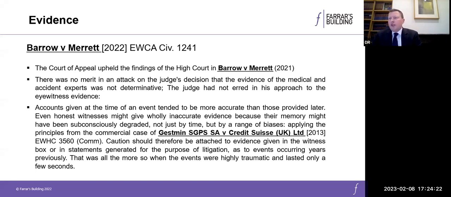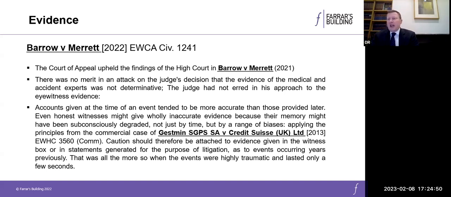And you'll be very familiar with the Court of Appeal upholding the findings of the High Court in the child running down case of Barrow and Merritt. The Court of Appeal found that there wasn't any merit in an appeal attack on the judge's decision that evidence of medical and accident experts wasn't determinative in that case.